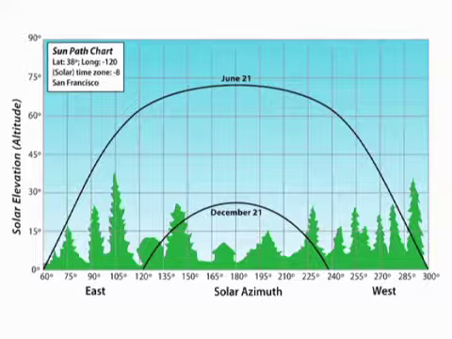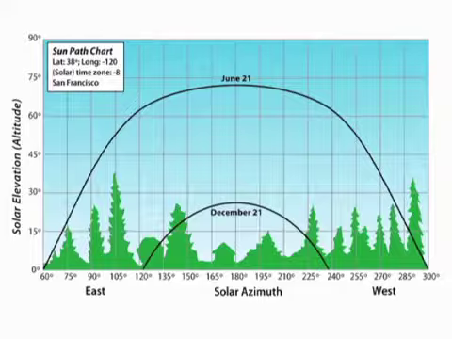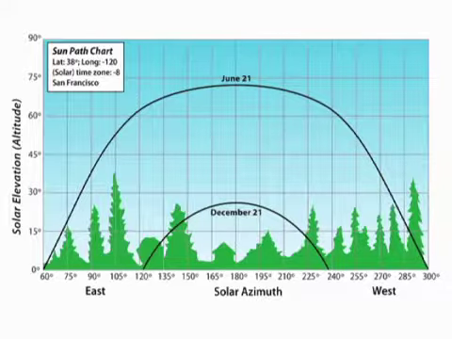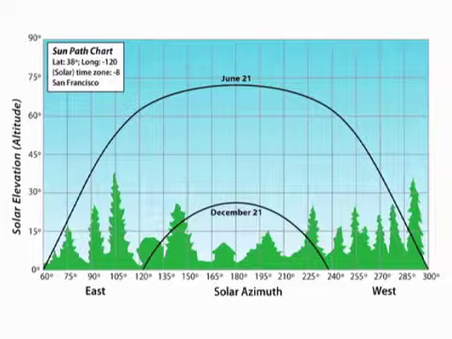On the left side of the chart, we measure the sun's altitude, or height above the horizon. This is also called solar elevation. It starts at 0 degrees at the horizon and goes up to 90 degrees, or directly overhead. The bottom line on the chart measures the sun's direction on a compass. The center of the chart is 180 degrees, or due south. The intersection of the sun's altitude and azimuth on the graph shows the sun's position in the sky.